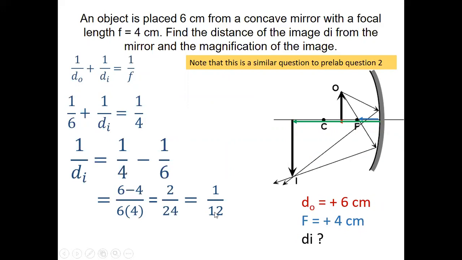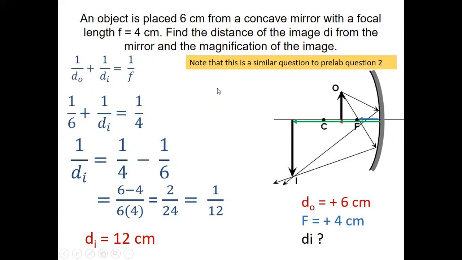Now remember, di is not equal to 1 over 12. It's 1 over di that is equal to 1 over 12. So you need to solve for di, right? So you need to take the inverse. So di is equal to 12 centimeters. Okay, so the distance from the mirror to the image will be 12 centimeters. Are we done yet? No, it's still asking for the magnification of the image.